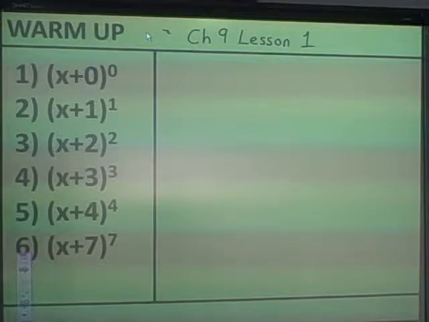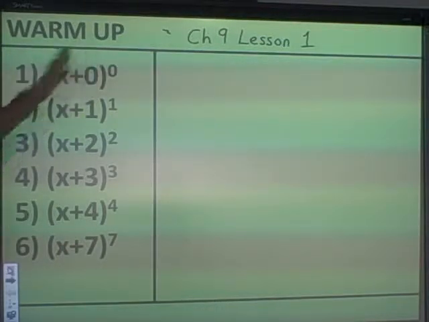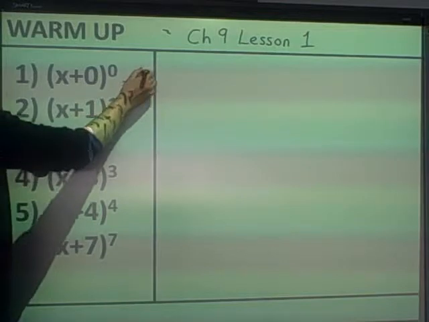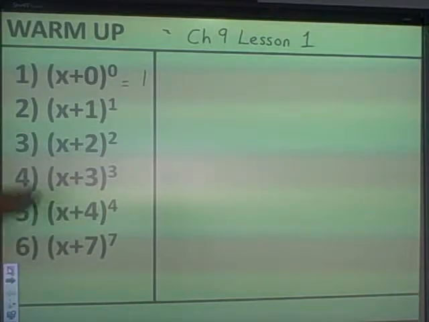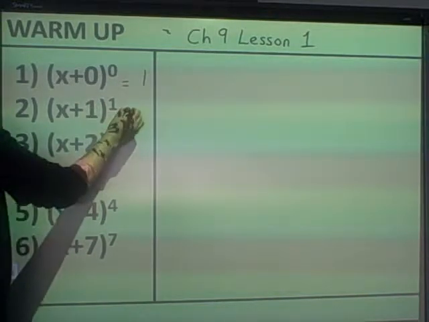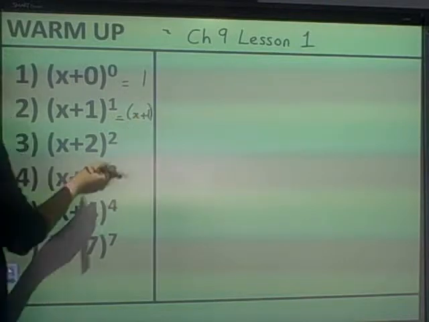Now we start off chapter 9, lesson 1 with this warm-up. I don't always show you the warm-ups, but there's a few reasons for including this one. First of all, to remind you of the rules of exponents: anything to the power of 0 is just going to be 1. Anything to the power of 1 is just going to be the term itself, so x plus 1.